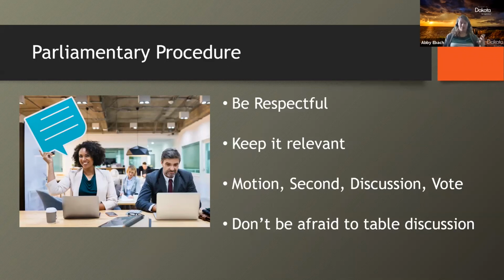Motions are one of the most important parts of parliamentary procedure. They draw everyone back to the common focus and move the meeting forwards. So for every point on the agenda, there will likely be a motion, a second, a discussion, and then a vote. So, I move to approve the minutes from the July board meeting as submitted.